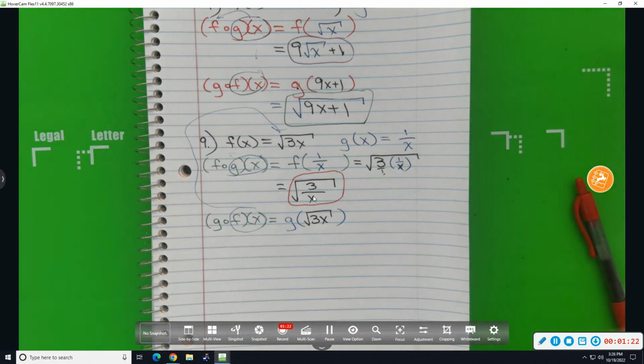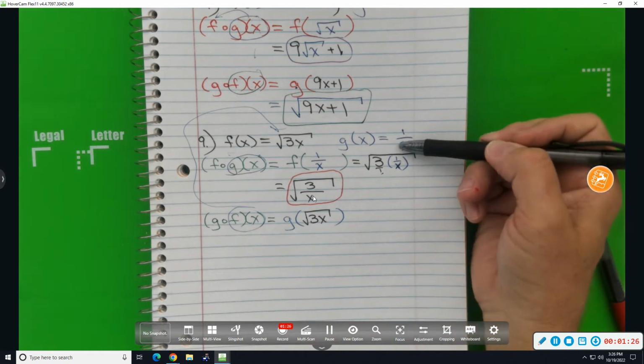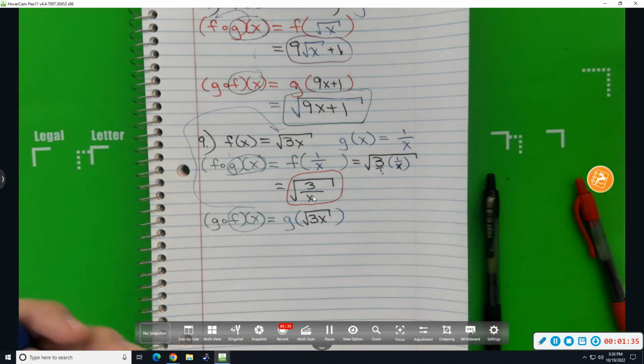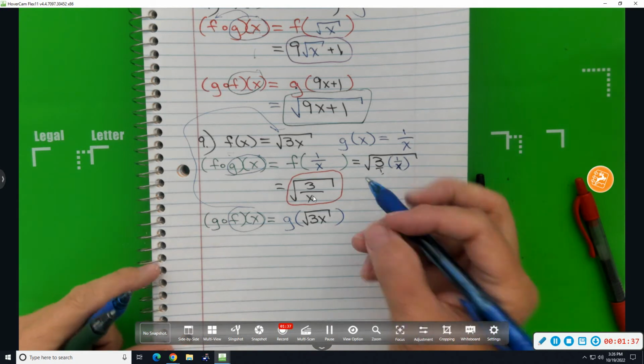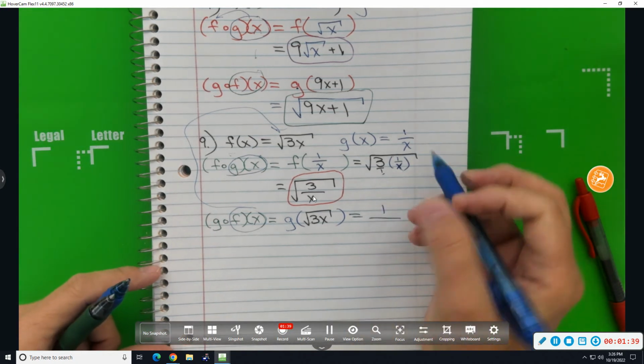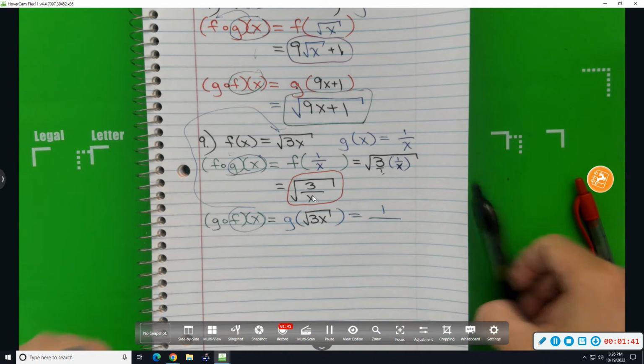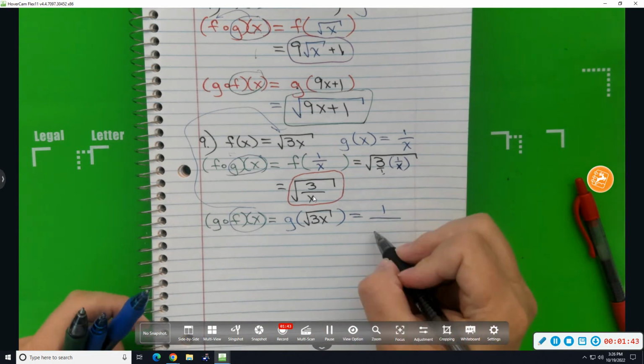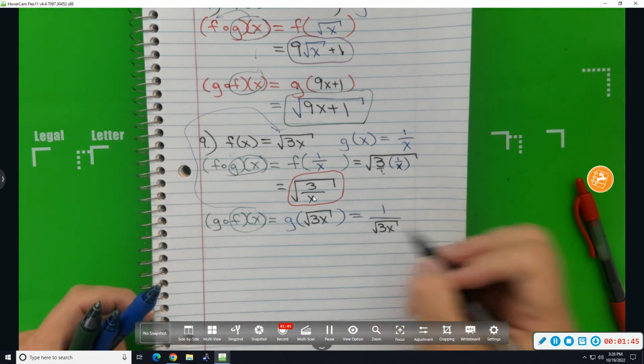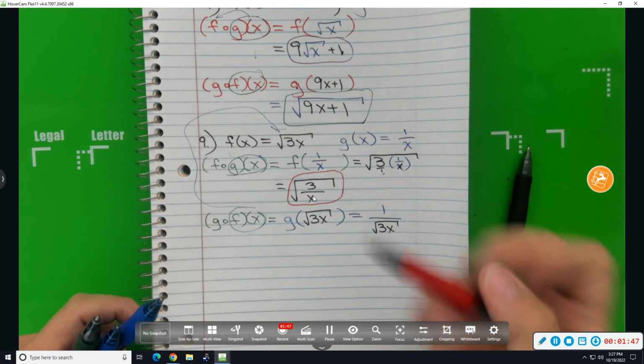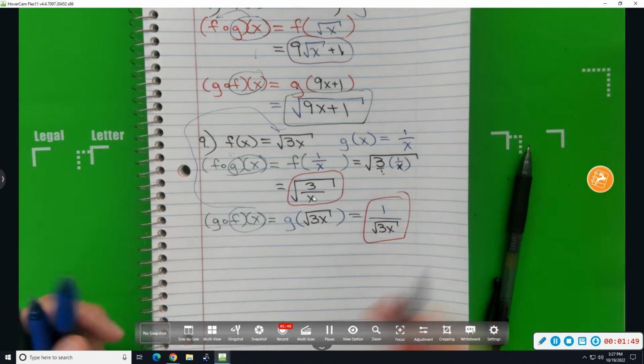So this is saying, go to g, and wherever you see a variable, what am I going to write down there in place of that x? Okay, so we're going to have 1 over, and we're going to replace that x with the black square root of 3x for my final answer. Any questions there?